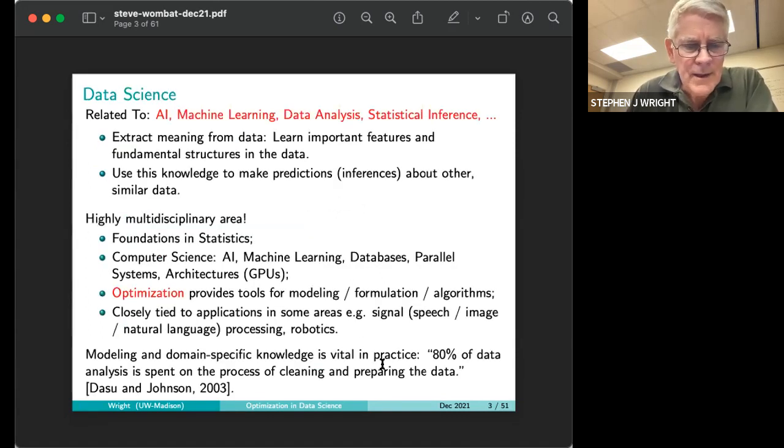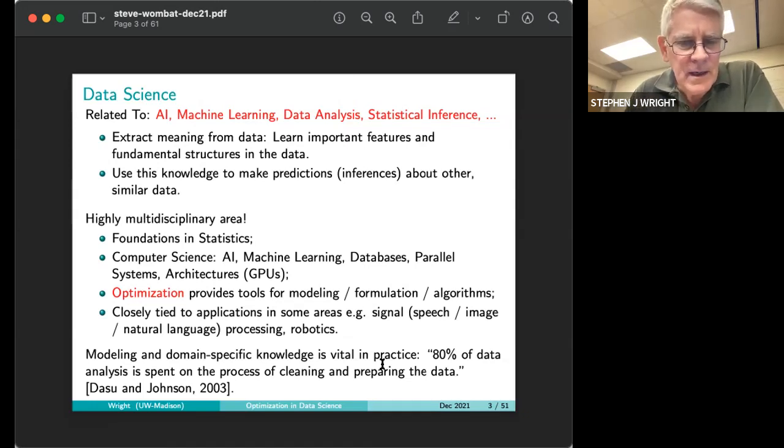Okay, so data science. This is a term that's become a bit of a catch-all term that encompasses AI, machine learning, data analysis, statistical inference. You've all heard this term, it's being used everywhere. There are new degree programs in data science, there are centers in data science popping up all over the place.